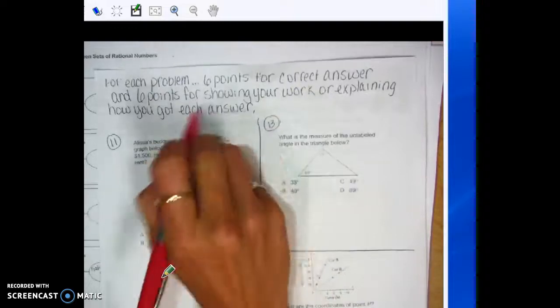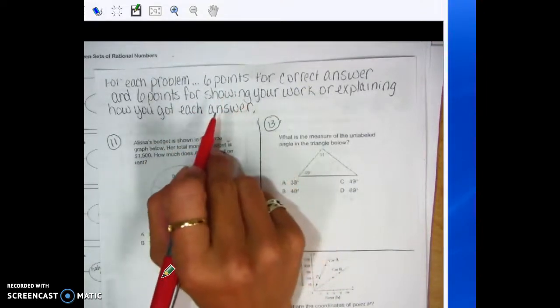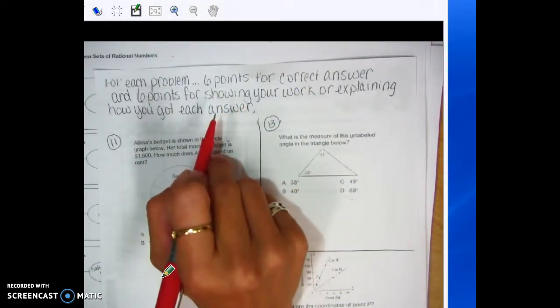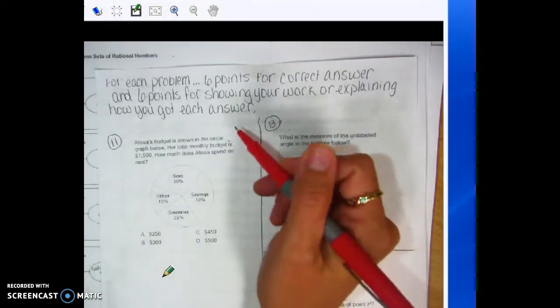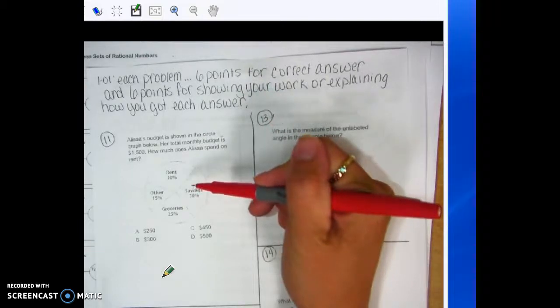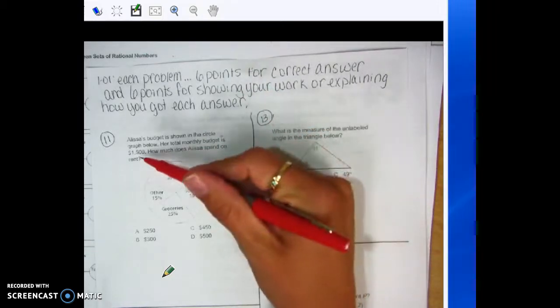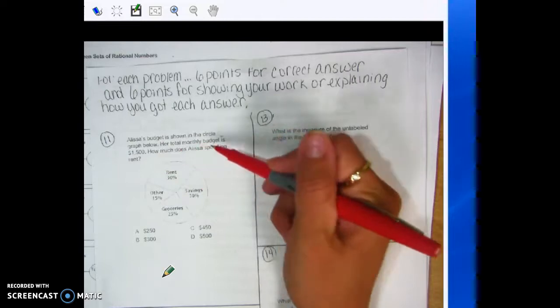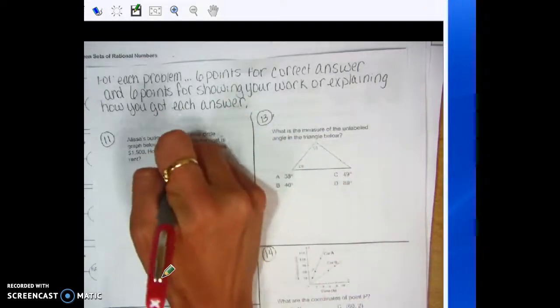Don't forget, you get 6 points for the correct answer and 6 points for showing your work, so make sure you show your work on these. All right, number 11. Alyssa's budget is shown in the circle graph below. Her total monthly budget is $1,500. How much does she spend on rent?